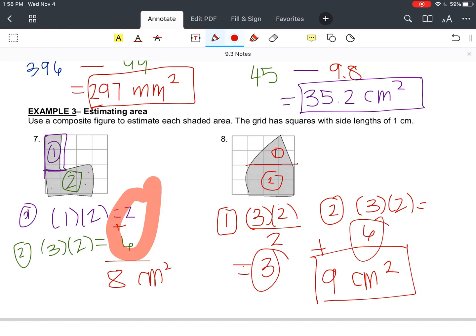That's it for finding area of composite figures. Stay tuned for lesson 9.4, which is the area of irregular shapes.